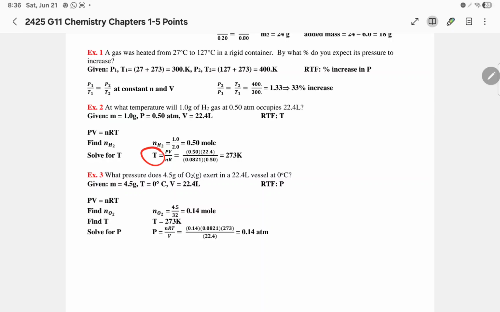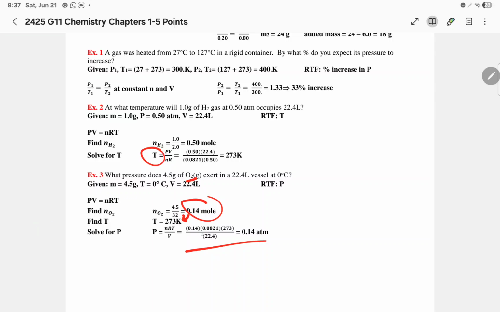What pressure does 4.5 grams of O2 exert in 22.4? Same exact thing, except find the pressure. You have to find the moles or you could use the other equation. Both work. You could use the equation with mass. But find the moles by dividing by 32 because it's O2. You get the moles. Then you can find the temperature by adding 273. And then substitute the numbers into the equation because that's all you could do, honestly.